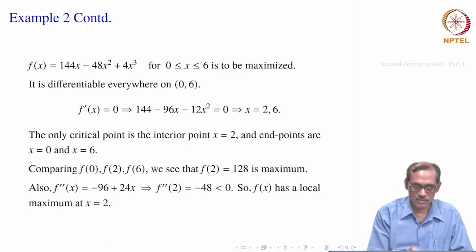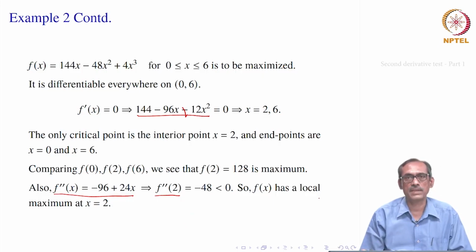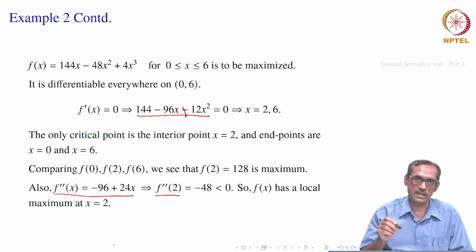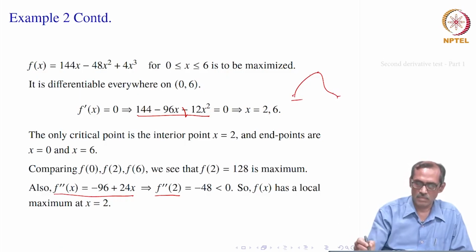So, if you differentiate, we would get f double prime x equal to minus 96 plus 24 x from this. This is really plus, and that gives f double prime at the critical point equal to minus 48, which is negative. So, f of x has a local maximum at x equal to 2. In fact, at 0 it is 0, at 6 it is 0. So, it achieves a maximum and comes down again, something like this, but it is a cubic. So, not exactly like this, maximum point at 2.